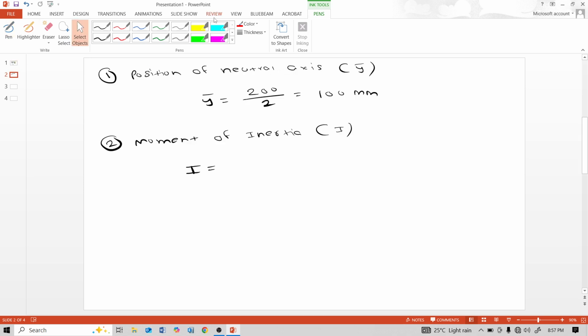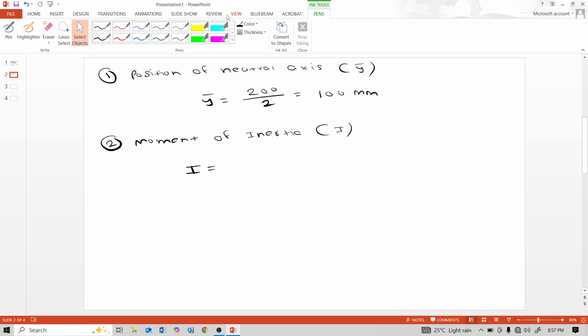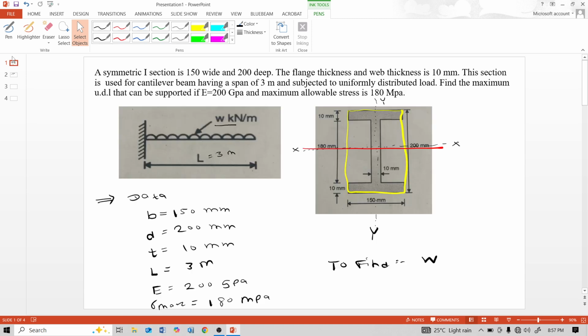So write 150 multiplied by 200 cube divided by 12. This is the whole rectangle's moment of inertia, but our interest is to calculate the moment of inertia for this I section. So deduct these two rectangles, subtract these rectangles from this yellow rectangle.